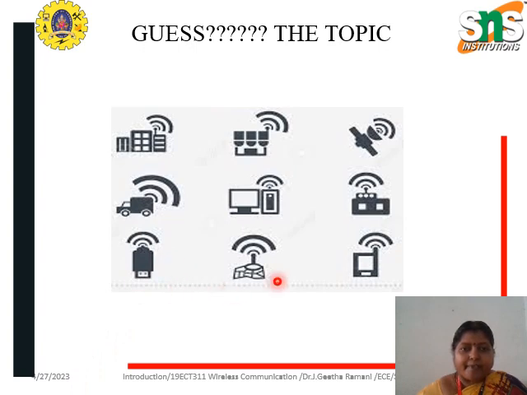Okay. So what does this image indicate, do you have any idea? What do these rainbow waves indicate? So this is nothing but wireless communication. So the waves are moving like this. So this is called the propagation of waves.